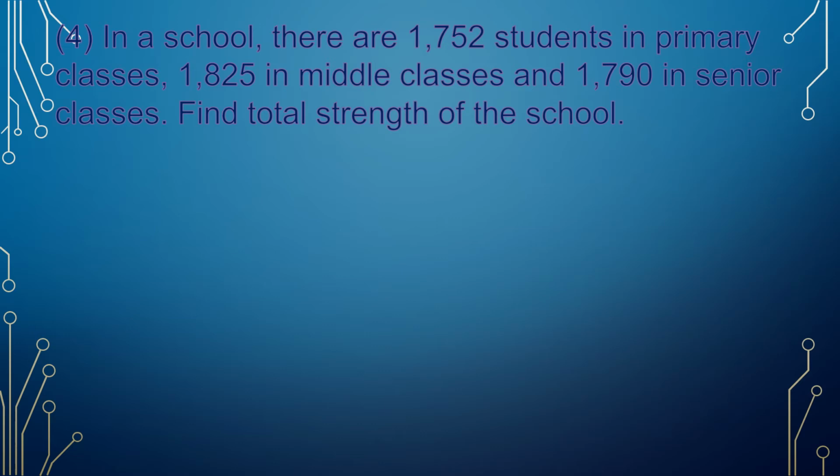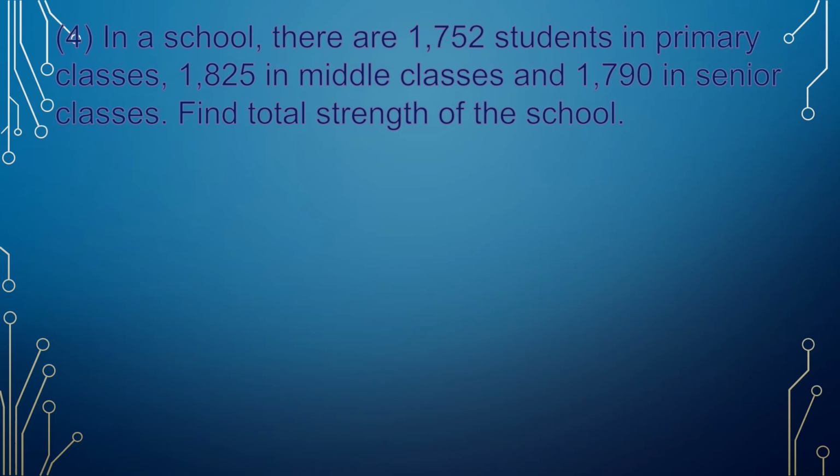Question 4. In a school, there are 1752 students in primary classes, 1825 in middle classes and 1790 in senior classes. Find the total strength of the school. Look, primary classes means class 1 to 4, middle classes means class 5 to 8 and senior classes means class 9 to 12. Again, find the total strength of the school.